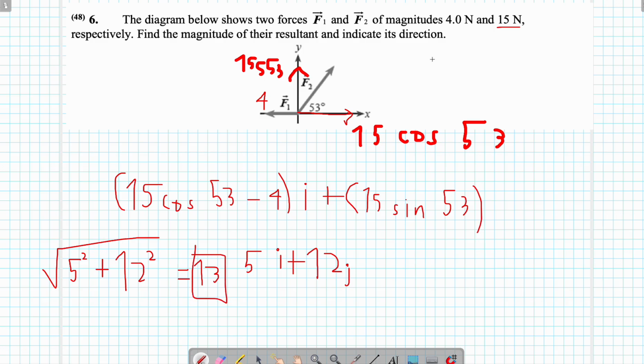And now for the direction, we're gonna do what we used to do with vectors, tan inverse y over x. Y in this case is 12 because it has j next to it. So tan inverse 12 over 5, let me just calculate that. Tan inverse 12 over 5, which is also 67.4. What is up with this number, bro?